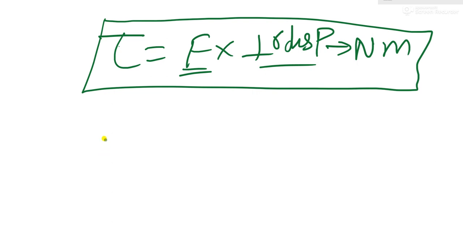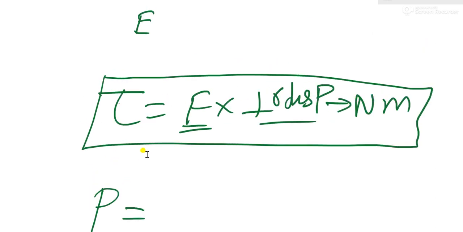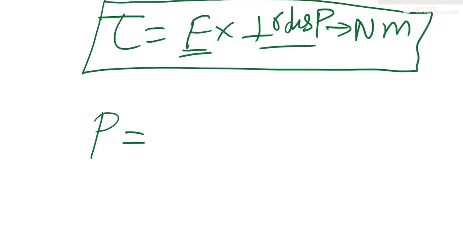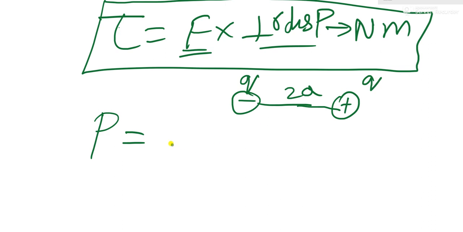The next one, dipole moment. What is dipole moment? We have two equal and opposite charges, one plus and another minus. The distance between these two charges is 2a. The dipole moment is the product of any one of the charges, it may be plus or minus, and the distance between the two charges.